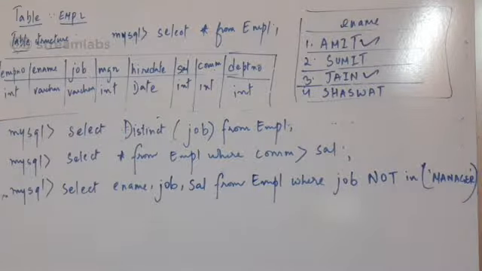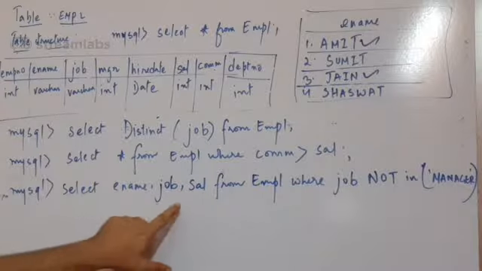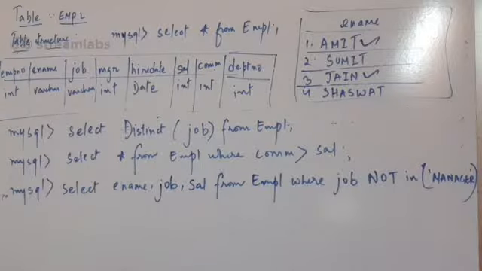So this particular query will be displaying only 3 fields, employee name, job and salary, from the table name, which is your EMPL, where job does not fall under the concept of manager. Apart from manager, whatever values are there, for those job details you will find the details for all the employees.